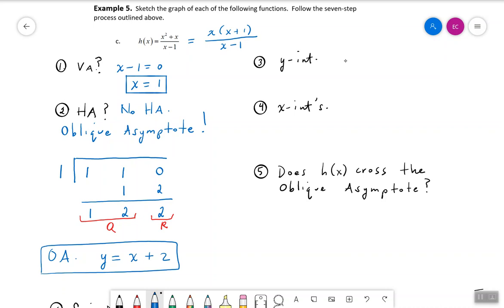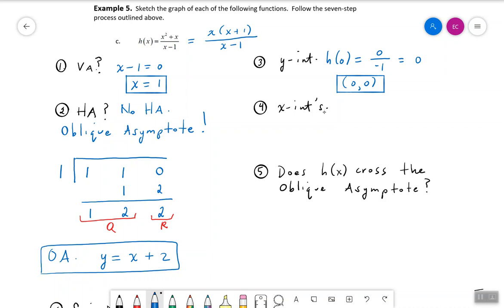Okay, we can go on to find the y-intercept. We can just set x equal to 0. H of 0 is equal to, let's see, the numerator will be 0, and the denominator is negative 1. And so we just have 0. So the y-intercept is at 0, 0. That would have to be an x-intercept also, since it's intersecting the x-axis also. So we'll see that in just a second.